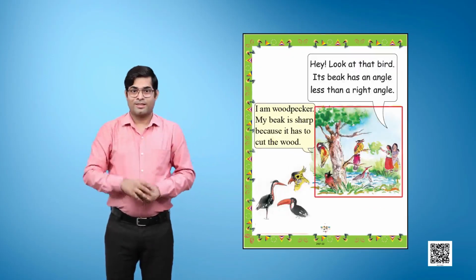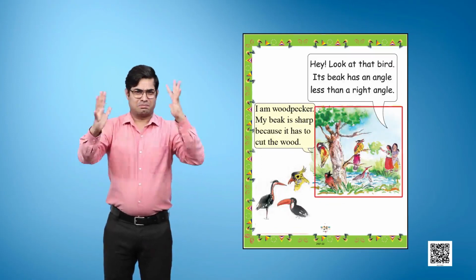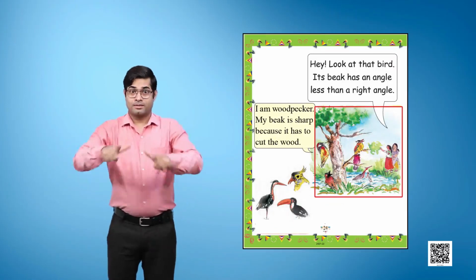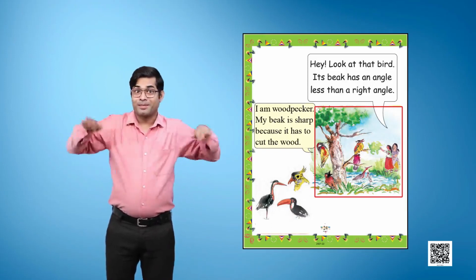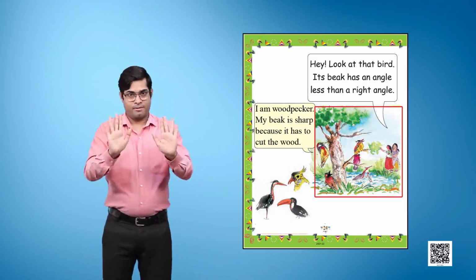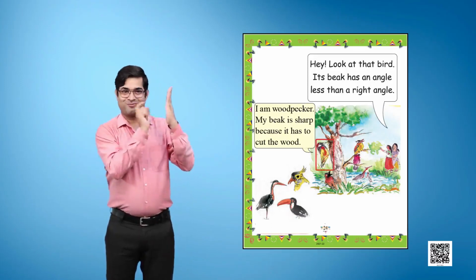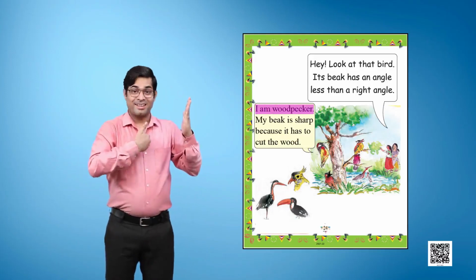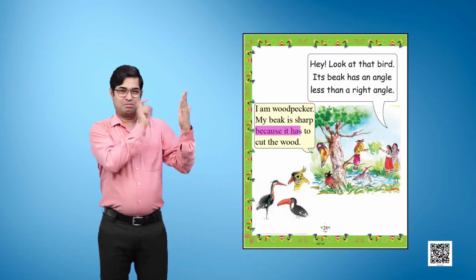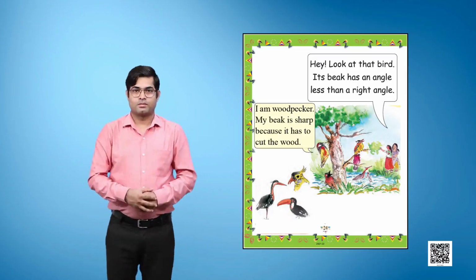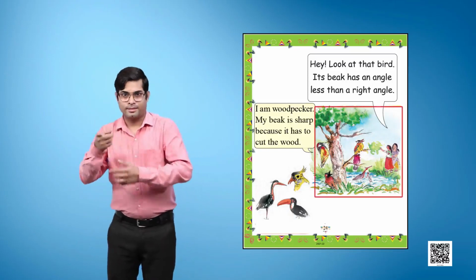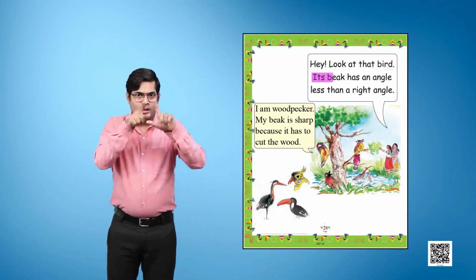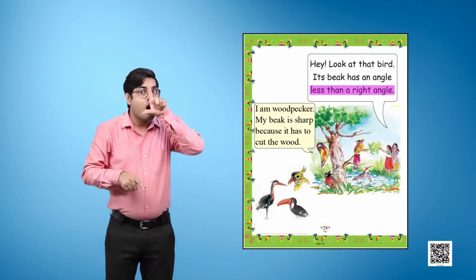Below this question we have a picture of a jungle. Two girls are also present in the picture, and a tree is filled with many different birds. The first one is a woodpecker that tells us, "I am a woodpecker. My beak is sharp because it has to cut the wood." The girls are talking among themselves. "Hey, look at that bird. Its beak has an angle less than a right angle."